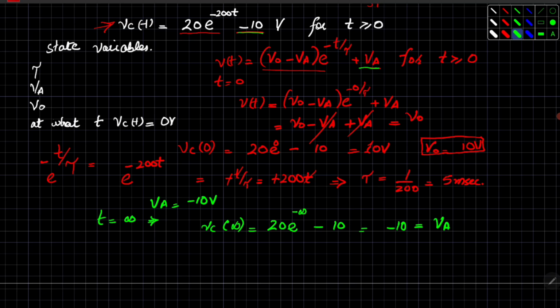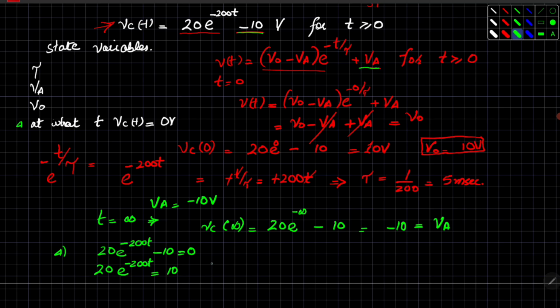Now we have calculated three things. One last thing: at what time t will Vc be equal to 0? That is again very easy. We have this equation, Vc of t. We will equate this voltage to 0. So we have part number 4: 20 e raised to power minus 200t minus 10 is equal to 0. So we have 10 on the other side. So 20 e raised to power minus 200t is equal to 10.